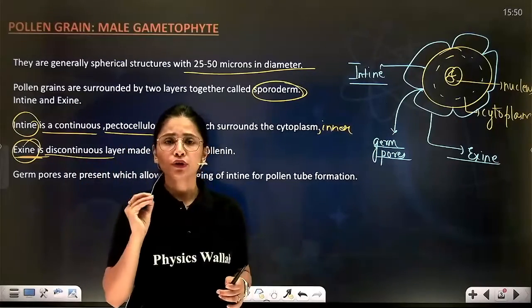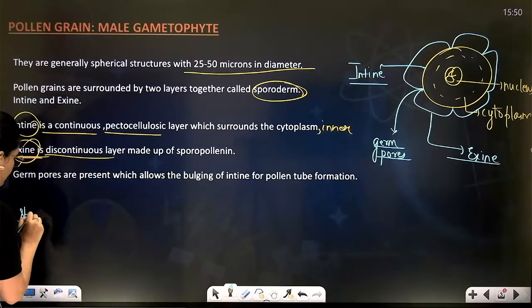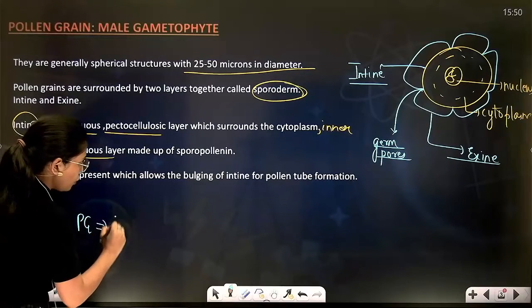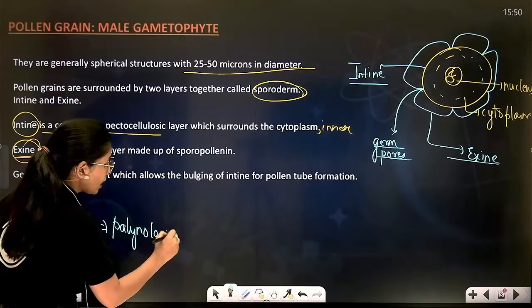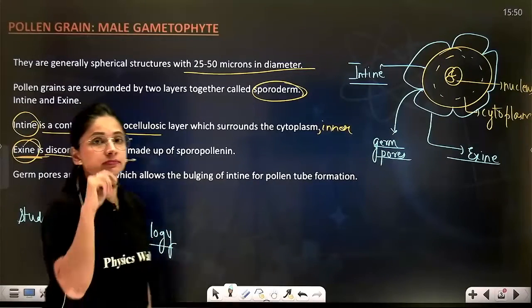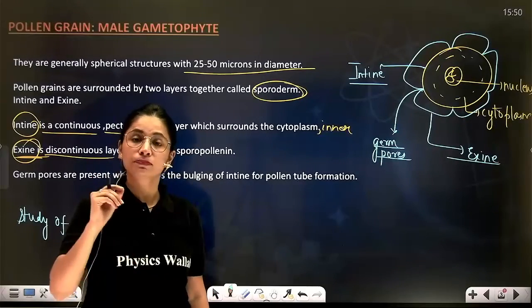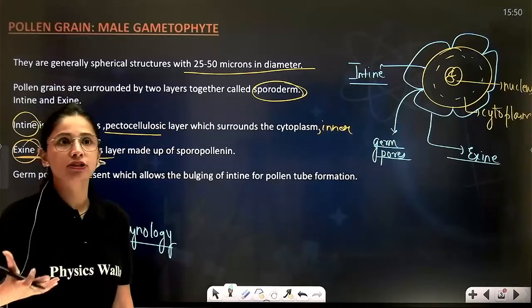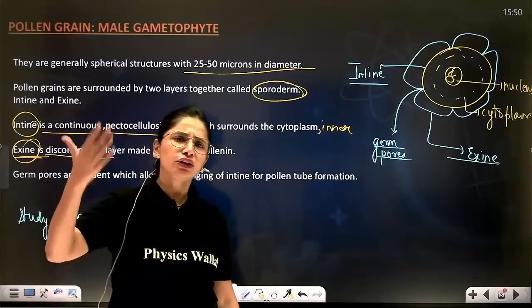Normally, the study of pollen grain is known as palynology. However, what am I saying? Due to the deposition of sporopollenin on the exine, it becomes indestructible. Because it is indestructible, it persists for years and years.